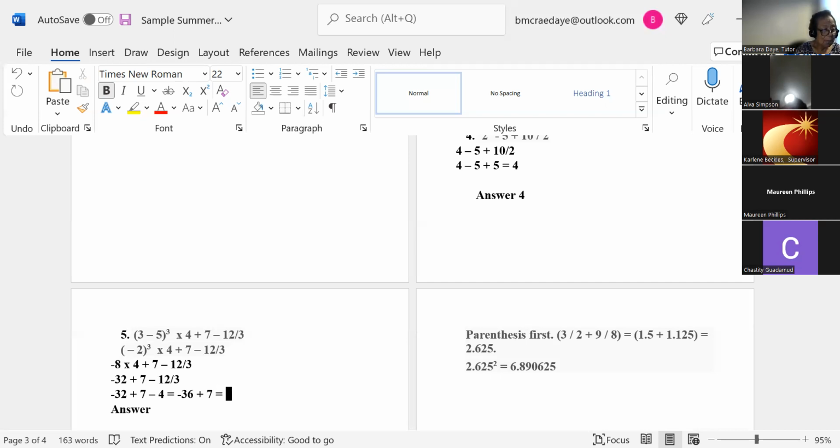42. 44. Oh, 43. Minus 36 plus 7. Unlike signs, you subtract. So what's the answer, Alva? It will be 29. Plus or minus? A minus 29. That's it. Thank you.